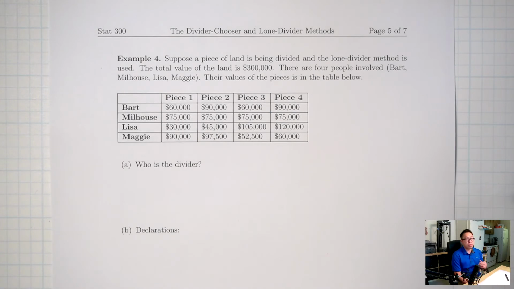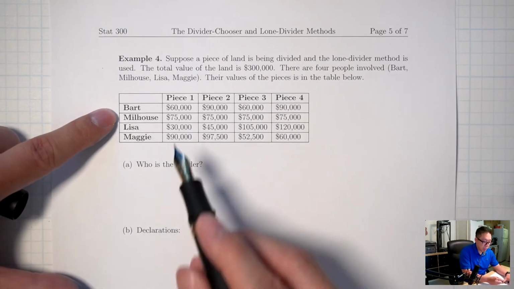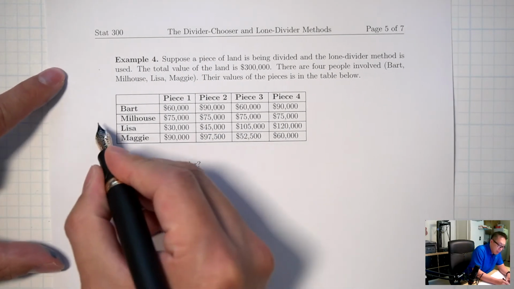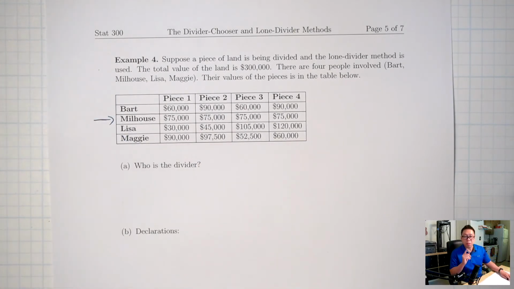And remember, the strategy for the divider is to try to cut up the land into pieces that are as even as possible in their eyes, because they can't choose which piece they get at the end. So they want to cut it up so that they're happy with all the pieces. So all the pieces should be worth the same to the divider. So who was the divider? Look at the values and look at who has the same value on every single piece. Look at Milhouse. Milhouse valued piece 1, 75,000, piece 2, piece 3, piece 4, 75,000. So Milhouse was the divider.